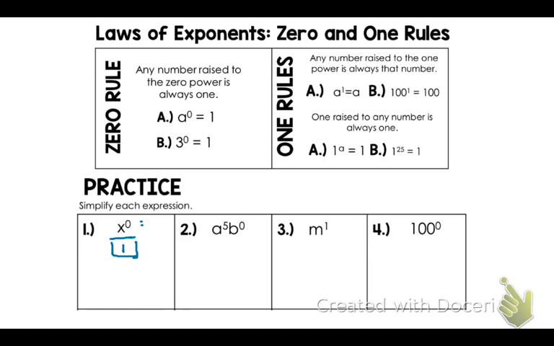Now number 2, a to the 5th power. Now for this one, it's not a 0 rule or a 1 rule because it's not a number 1. It's just a to the 5th power. That means you have to leave it alone. It's not a 0, it's not a 1 rule. It's just a to the 5th power.